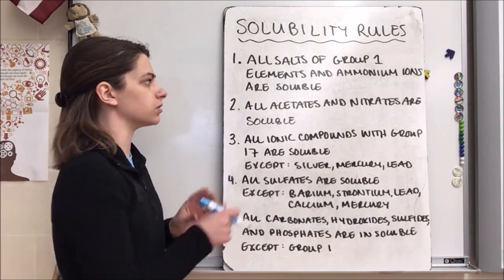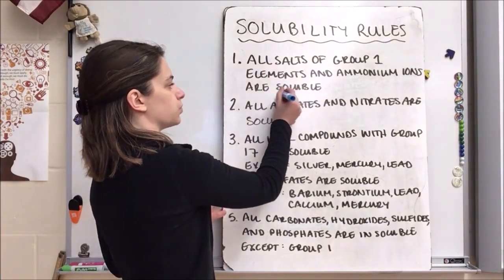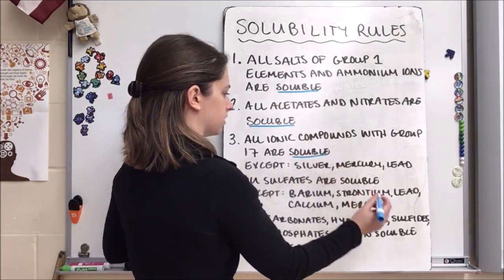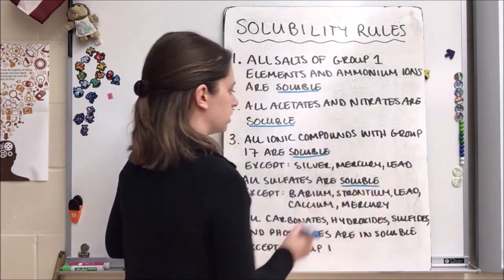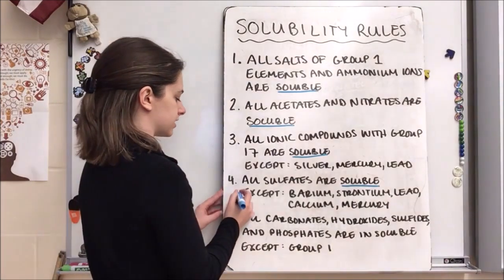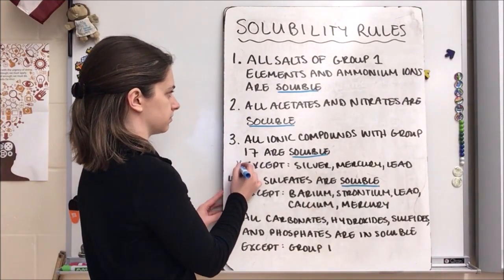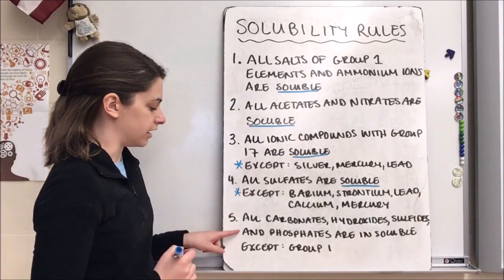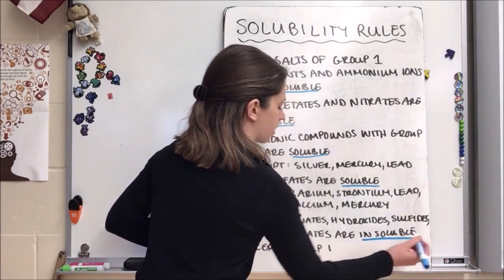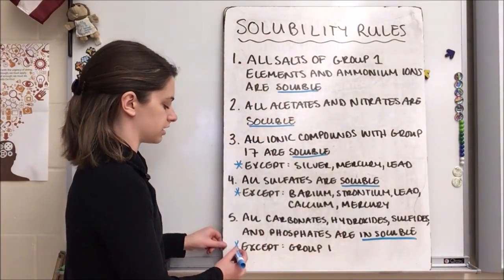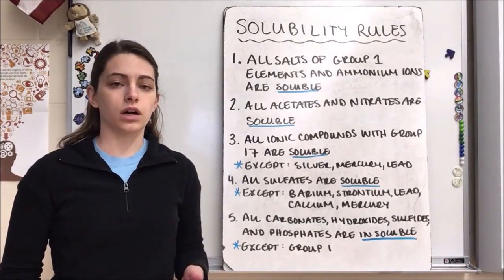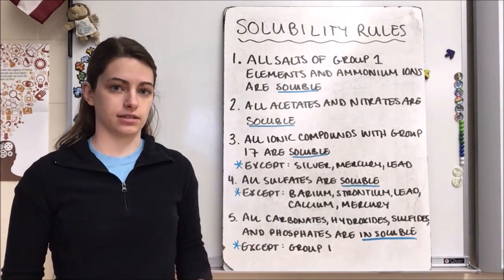So I'm just going to go through here really quick. Rules 1, 2, 3, and 4 talk about which ones are soluble, except don't forget the exceptions. And then rule number 5, those are insoluble, and then our exceptions are group 1s. So keeping these in mind, we're going to walk through 2 practices.